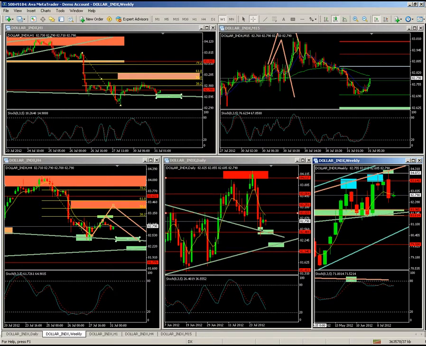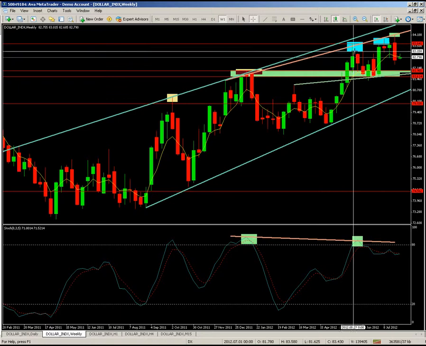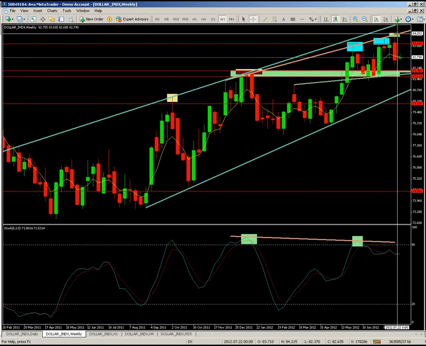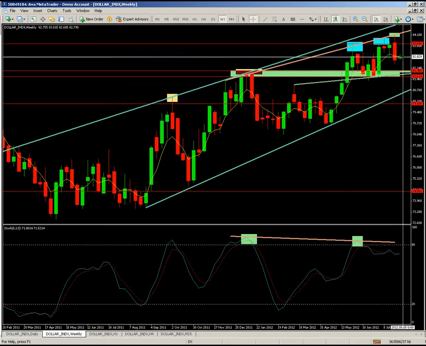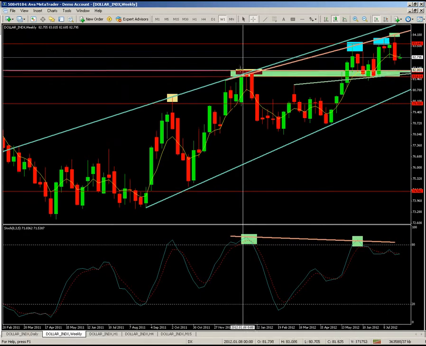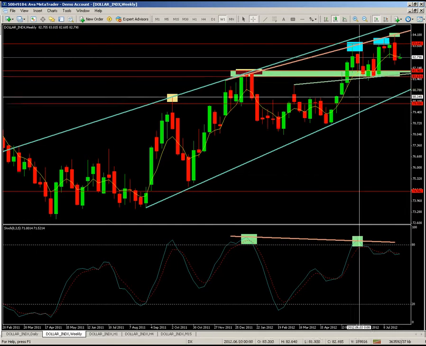This is my dollar index analysis for the 31st of July 2012. I'm getting started with the weekly chart. You can see that last week we came off the 84 to 84.20 zone, which we spoke about for the last couple of weeks, and we find ourselves in middle ground at the moment between a strong level of resistance and a pretty strong level of support here between 82 and 82.50.